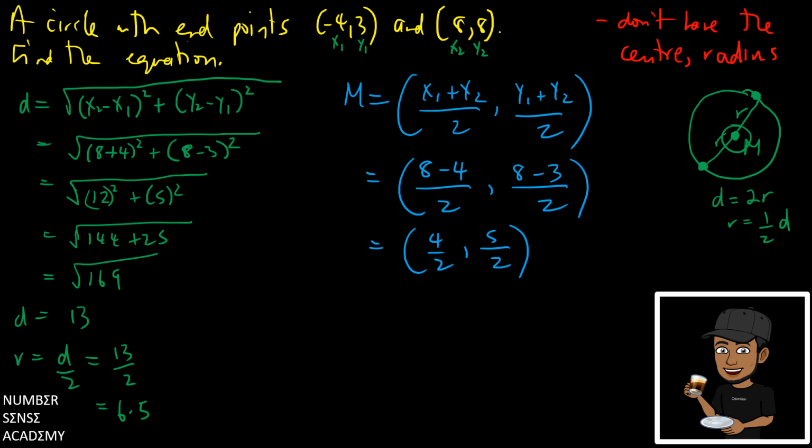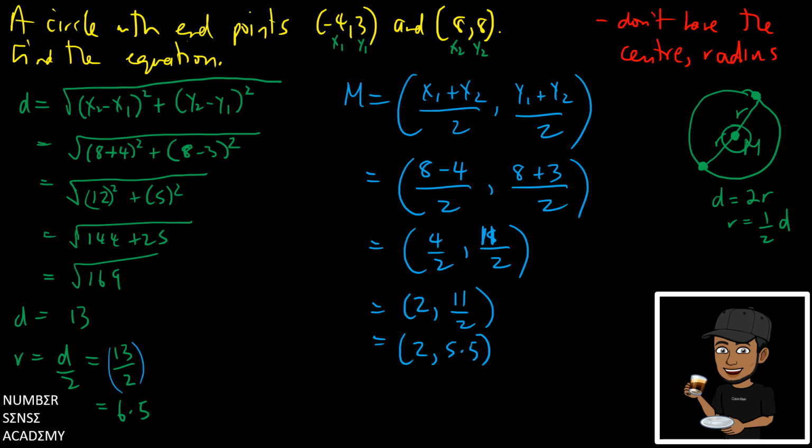Wait, sorry, no, that's wrong. 8 plus, yes, because we're adding. So it's 8 plus 3, so this becomes 11 over 2. So that's where the mistake was. So I have 2 and 11 over 2, and 6.5. So I could leave it as 13 over 2, or I could write it as 6.5, which means I could write this as 2 and 5.5. So I have everything I need for the equation.